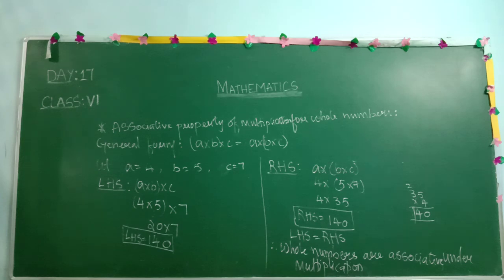In the next video we are going to check the associativity of subtraction and division, and find whether the whole numbers are associative or not under subtraction and under division. Hopefully you have understood the concept very clearly.